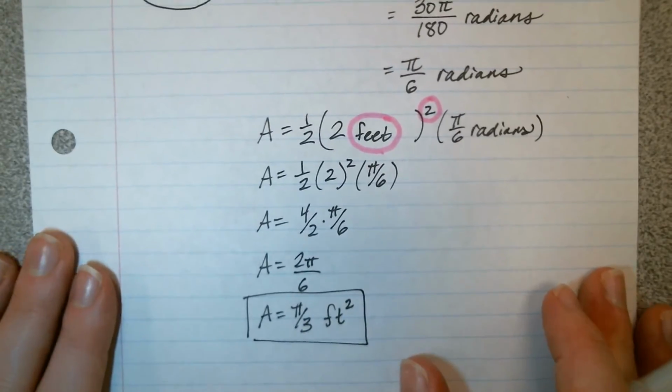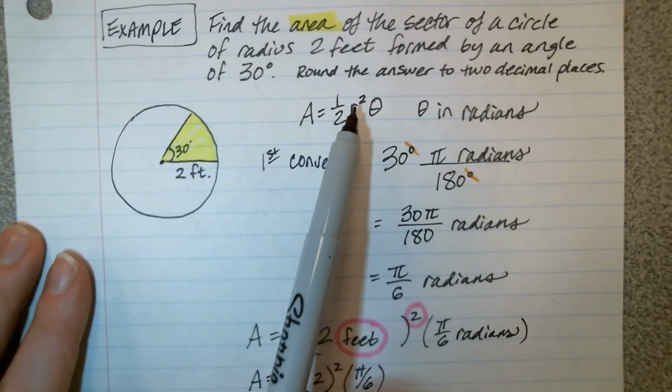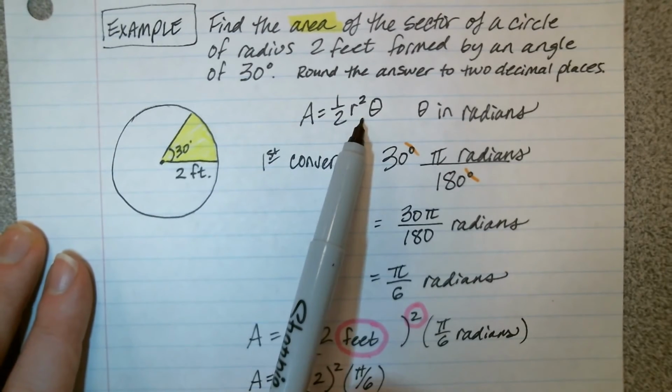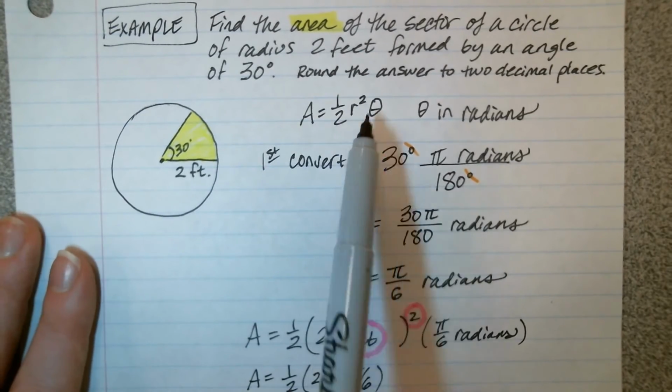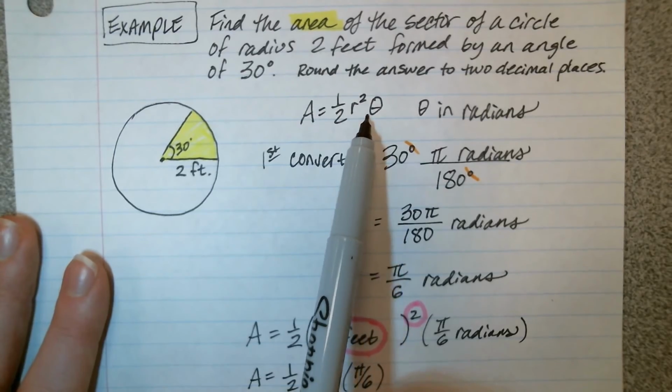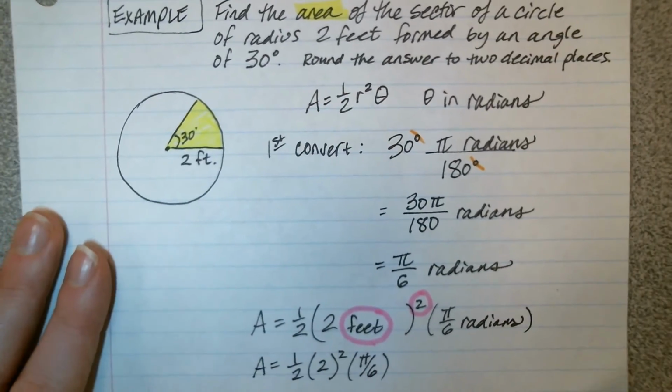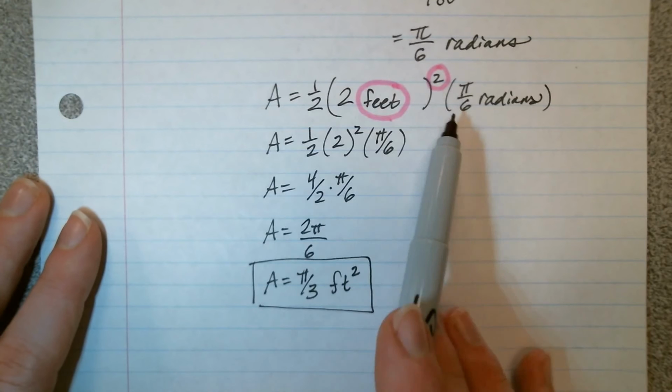So in this example, again, you just use the area formula for the sector of a circle, which you can find in your textbook. You have to have your angle in radians, so if it's given to you in degrees, you must convert. Then you just plug those values in and simplify.